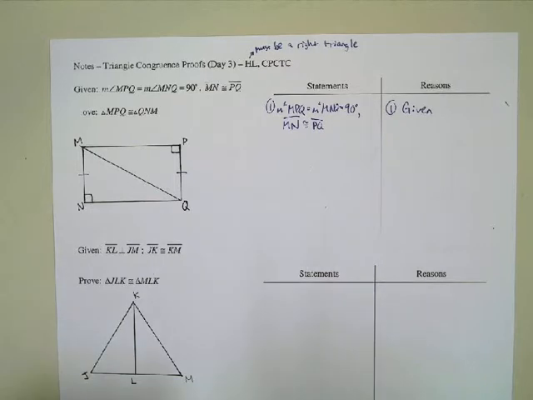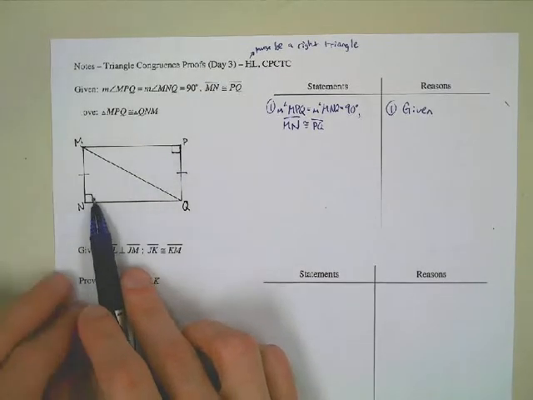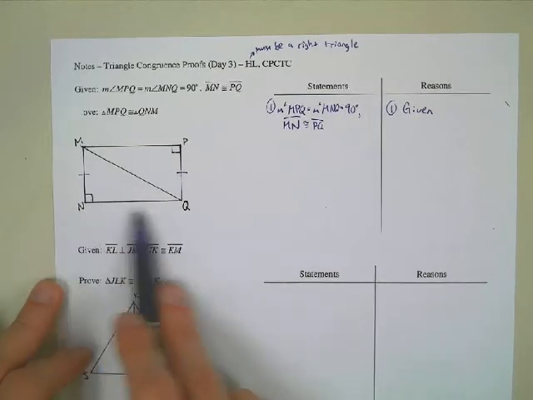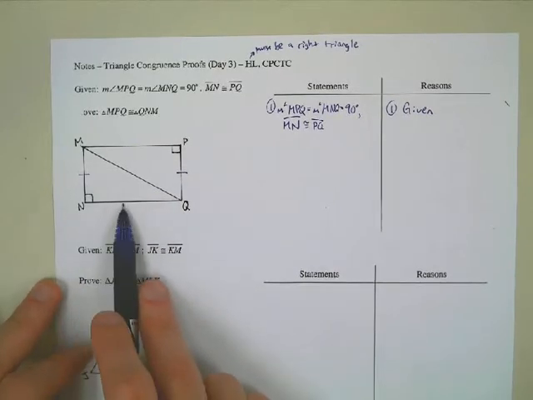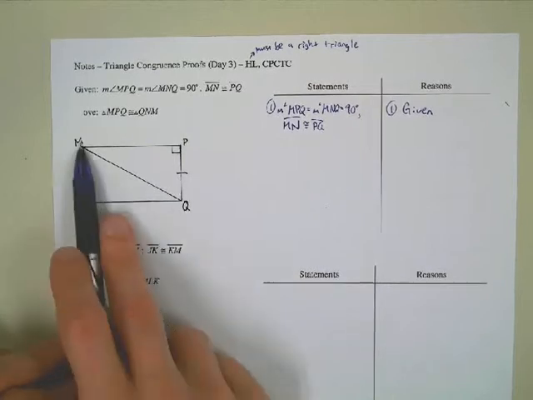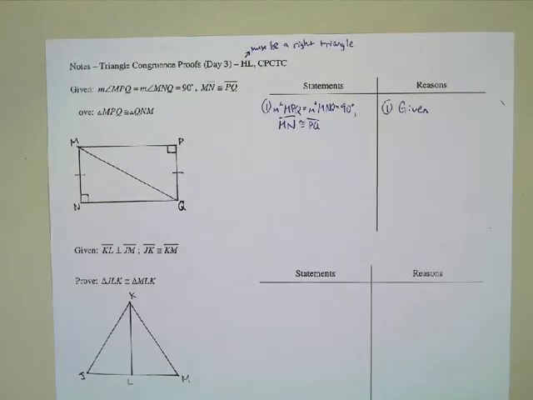So, yes, that's one way to think about it, Julio. They are touching the right angle. So both MN and NQ are the legs of the right triangle. The hypotenuse is always opposite which angle? The 90-degree angle, yeah. So MQ here would be the hypotenuse for this triangle. So we have hypotenuse leg.